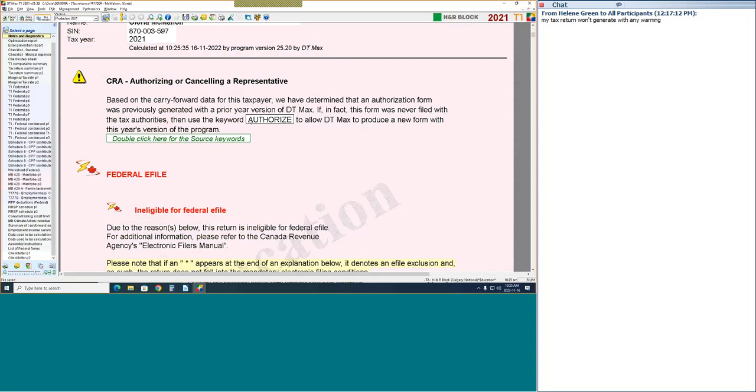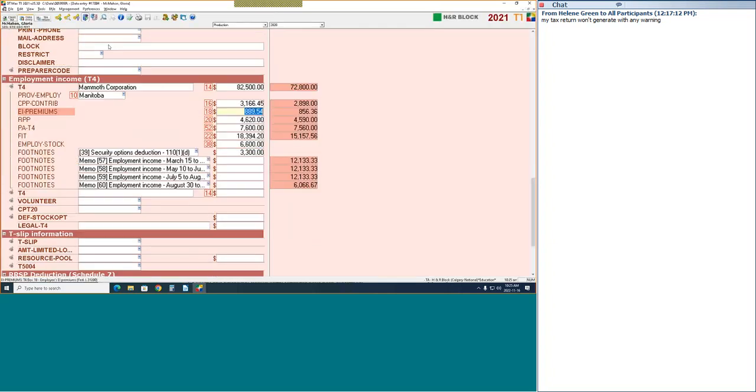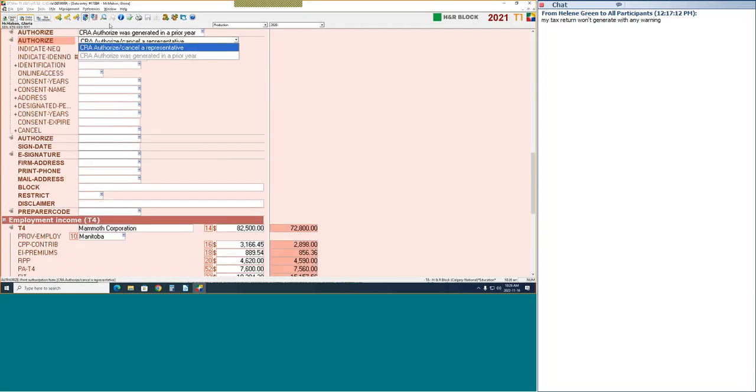Warnings that are okay on the notes and diagnostics, you might have, if you've done multiple years, a warning about CRA authorizing or canceling a representative. So they're going to say this was previously generated, and just a reminder, if it wasn't actually previously generated, you need to do something. Okay. That one I may be able to make go away. I'm going to see if I can using authorize, just to see, because they change this every year. Nope, it's already selected.